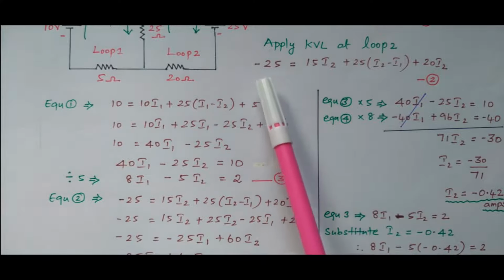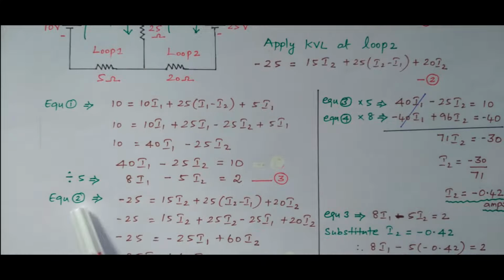Now consider the second equation. The second equation is written as it is. Now we go for simplification. Minus 25 equal to 15 I2. Multiply this 25 inside. So 25 I2 minus 25 I1 plus 20 I2. This 25 is multiplied.